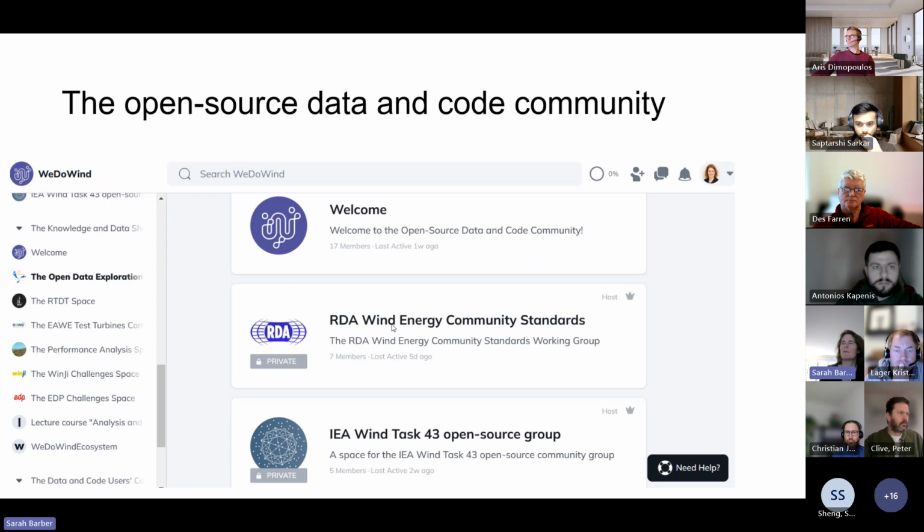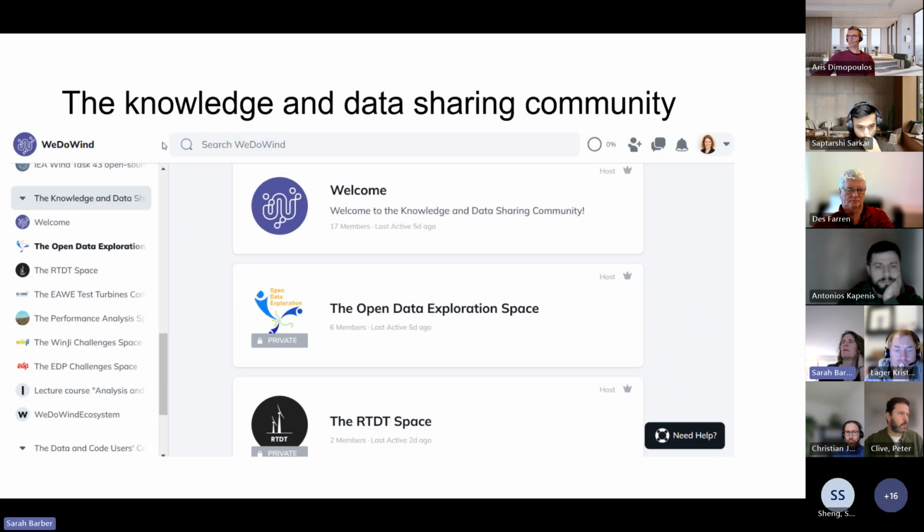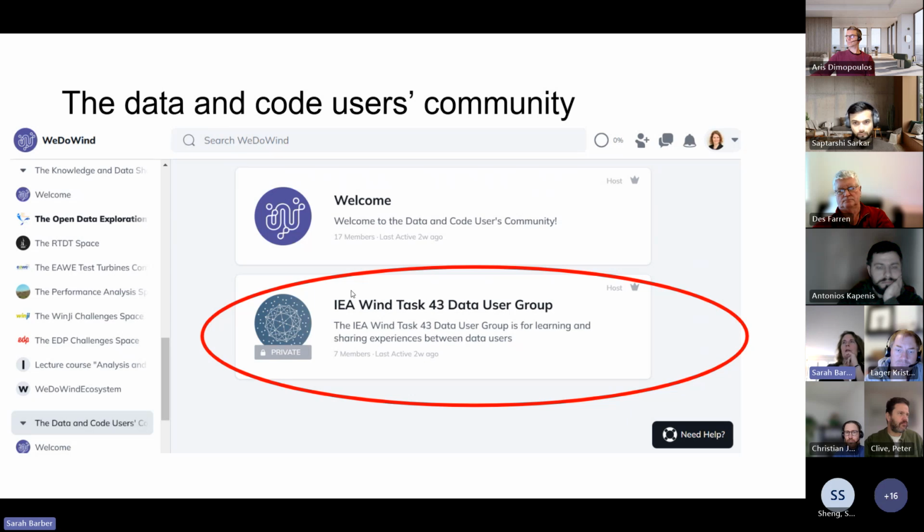Yuri mentioned the word fair before. We have a specific group looking into analysing different data sets and making recommendations. And then we have a Task 43 open source group as well, where a number of people are trying to come together to develop guidelines for publishing open source code. And then the challenges community, which I mentioned, we currently have 4 challenges running with different data sets available in there. And then this data user group would be in here.